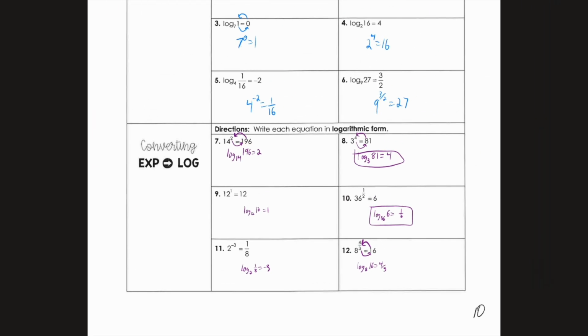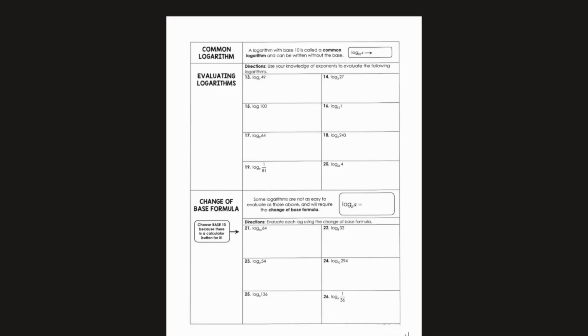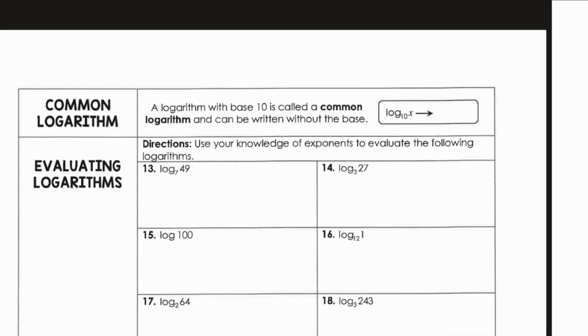Moving on to the next page here, we're going to now evaluate some logarithms. But before that, let's talk about the common logarithm. A logarithm with base 10 is what we call a common logarithm, and it's often written without the base. So log base 10 of x is often just written as log of x. This is because mathematicians are lazy, and since this is the most common base of logs that are worked with, it is just seen as the common one.